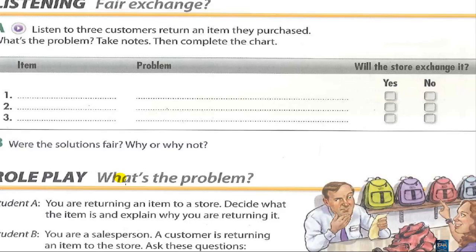Page 38, Exercise 4, Listening. Fair exchange. Part A. Listen to three customers return an item they purchased. What's the problem? Take notes, then complete the chart. 1.